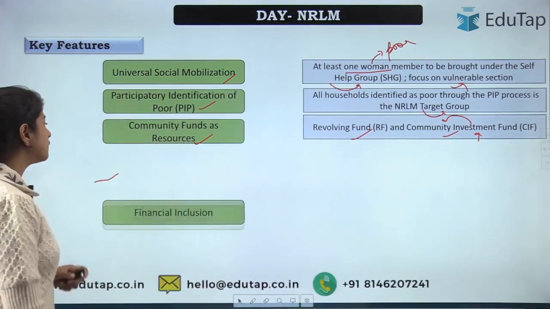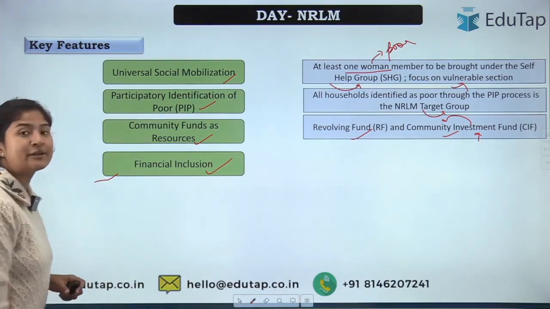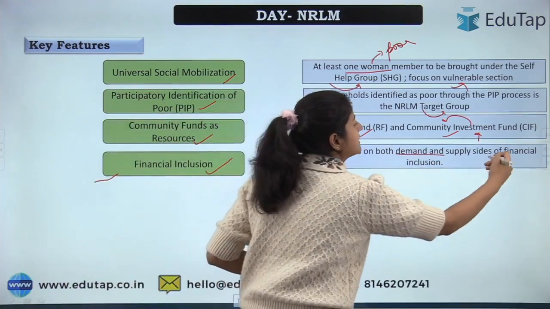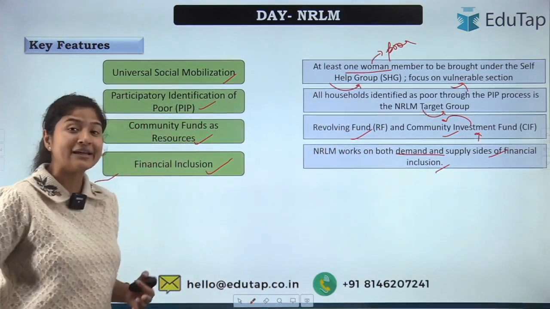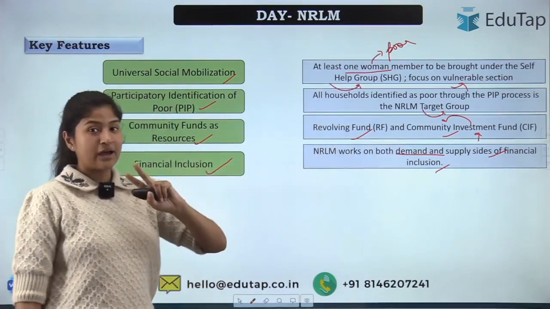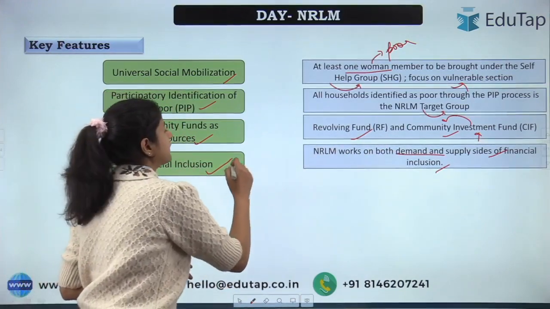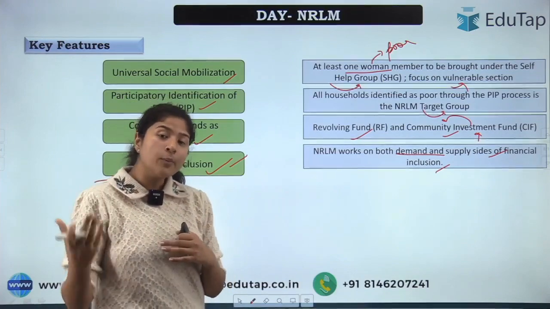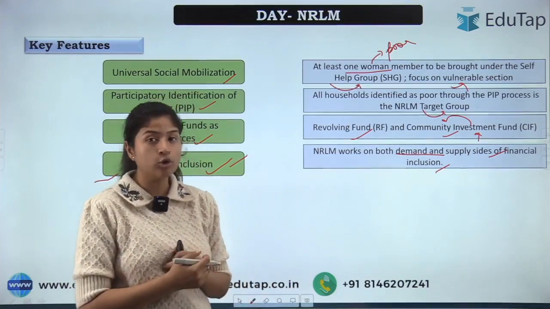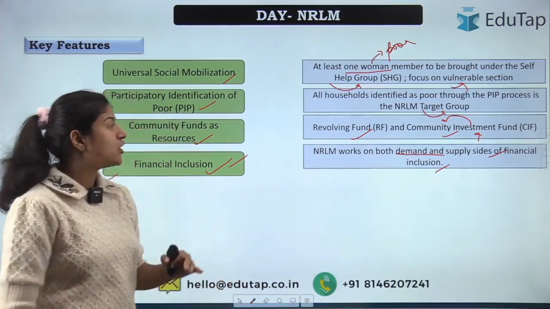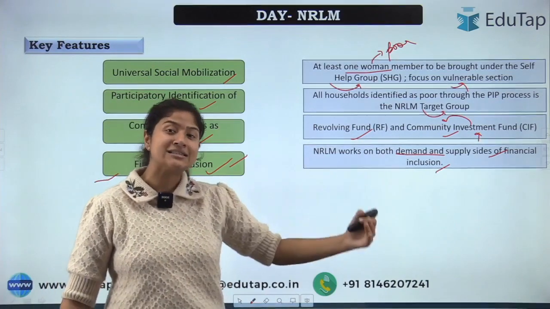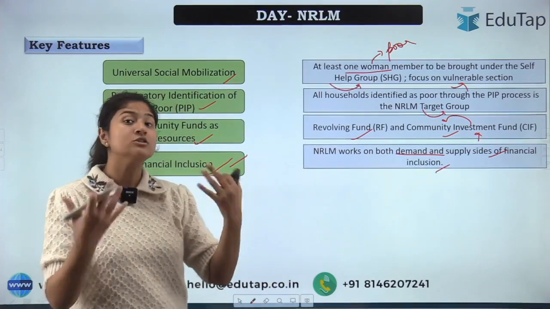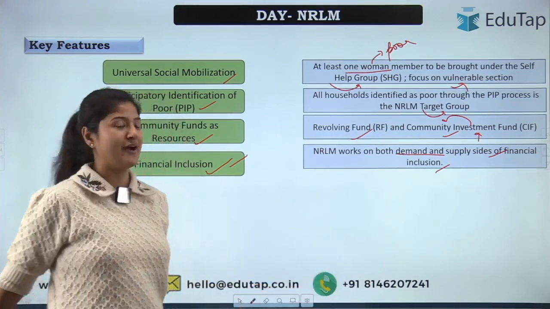The next feature that we should focus on is financial inclusion. In this, the mission would focus on both the demand and the supply sides of financial inclusion. So what does it mean? In the case of demand, it would function in two ways. In the first way, it would make rural people aware of the different ways they can take a loan or any financial help from the government. On the other hand, it would help the financial institutions with coordination, so that there is proper coordination between the rural people who want to take loans and the financial institutions which provide them.